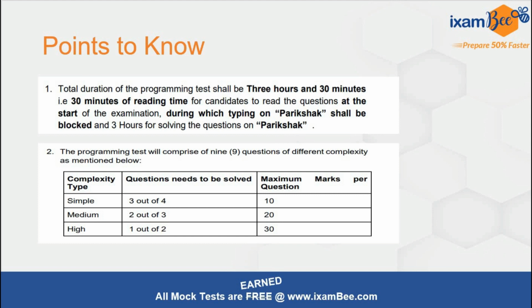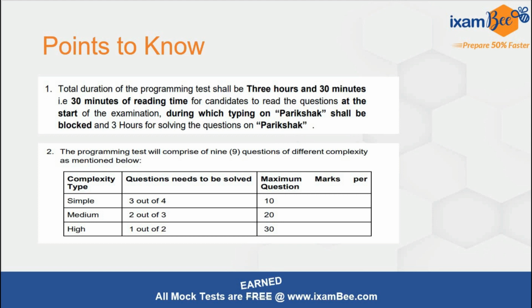Out of 4 simple questions, you have to attempt 3. Out of 3 medium questions, you have to attempt 2. Out of 2 high difficulty questions, you have to attempt only 1. Okay, so now 3, 2, and 1. This counts to 6. 4, 3, 2, that counts to 9. So out of 9, you have to attempt 6. But keep in mind which category you have to go. So you can leave 1 question in every category.